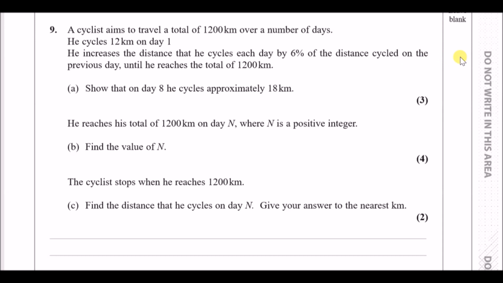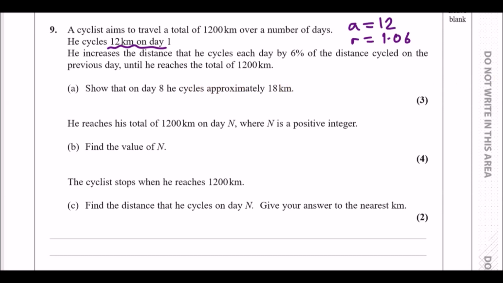Now, what this is trying to say is that we have a geometric sequence where on the first day, which is A, he travels 12 kilometers, and the common ratio is that it increases by 6%. So it's not going to be 6%, it's an increase, so it'll be 1.06. If it was a decrease, it would be 1 minus 6%, which would have been 0.94. So in this case, this is what we have. And he's going to keep on doing this until he gets to a final distance of 1200. Okay, cool. Now A, show that on day 8, he cycles approximately 18 kilometers.